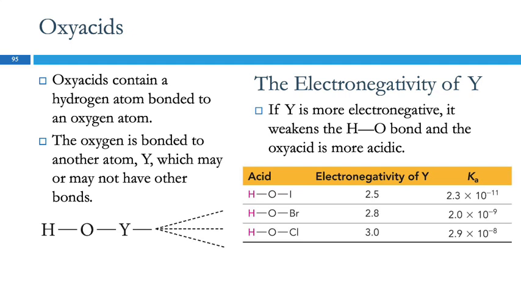So here we're looking at HOI, HOBr, HOCl, and electronegativity. Chlorine is more electronegative than bromine or iodine. So chlorine is going to pull more electron density away, making it easier for that hydrogen to be given away. So it has a larger Ka. It's still small though. This is a weak acid.